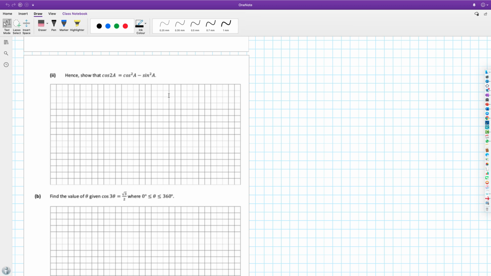So, cos of 2a would become cos of a plus a, which the formula for cos of a plus b is cos a cos b minus sine a sine b. But because it's a, it's cos a by cos a minus sine a by sine a, which is cos squared a minus sine squared a. And it's handy as that.